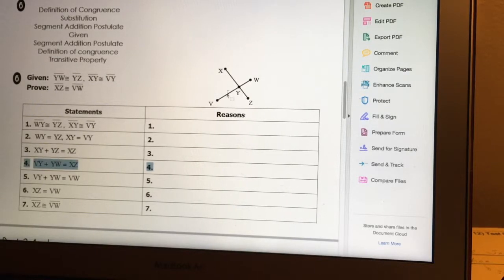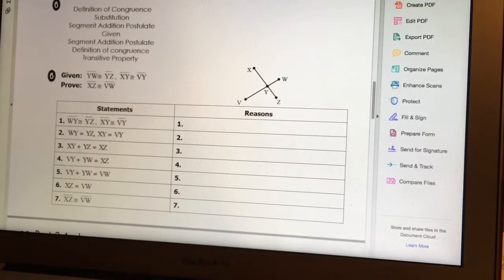Okay, for number 4, vy plus yw equals xz. So we knew that this was the segment addition postulate. Vy plus yw equals xz. That's not the segment addition postulate. If this had been a VW, then that would have been segment addition postulate, maybe. So the xz stayed the same as we went from 3 to 4.